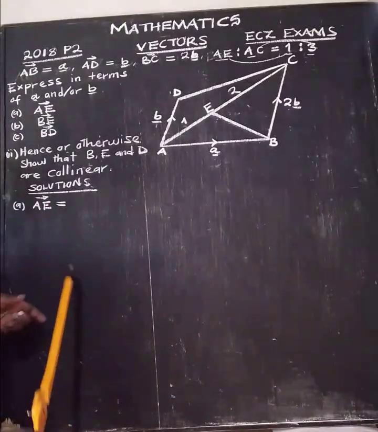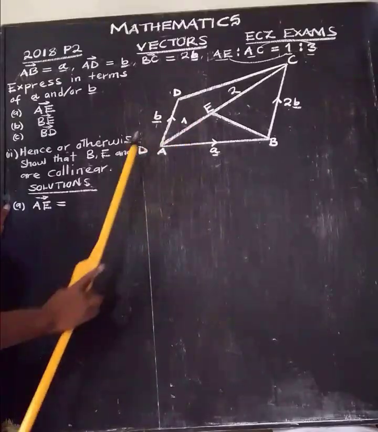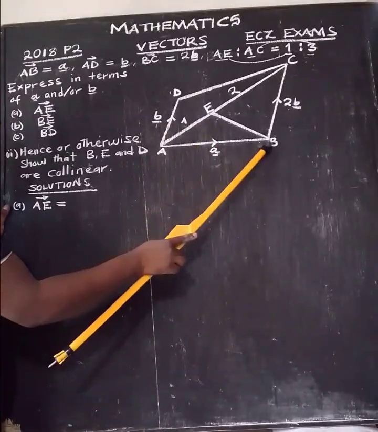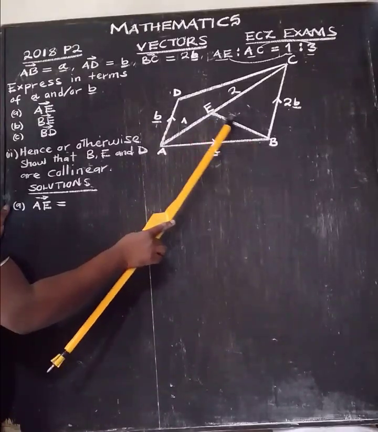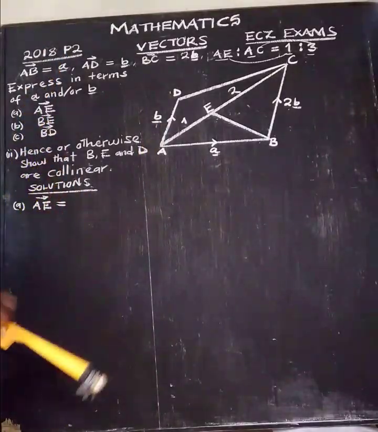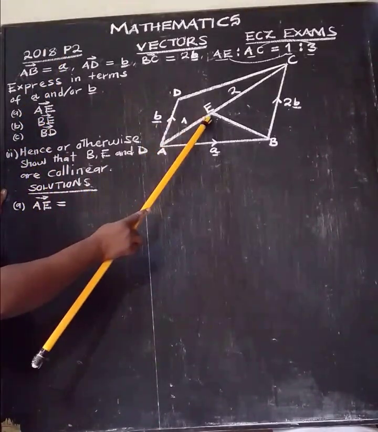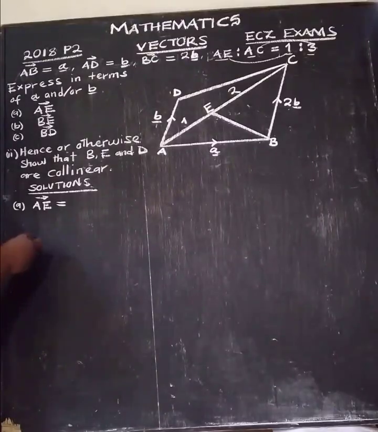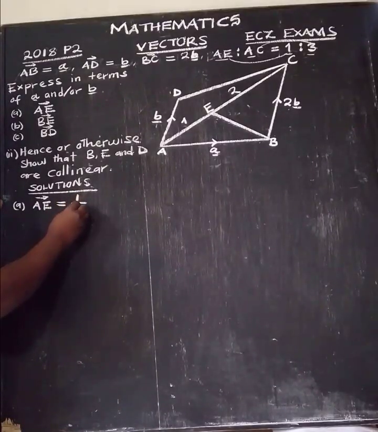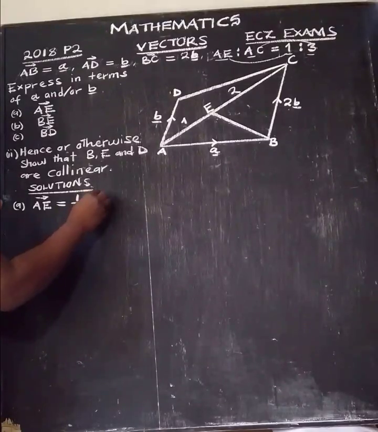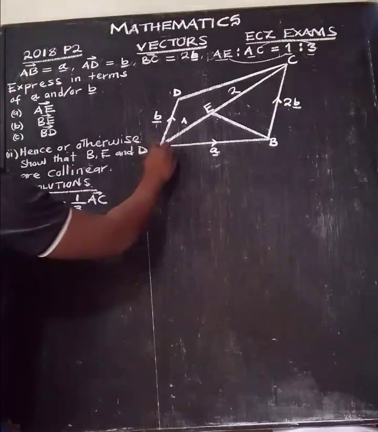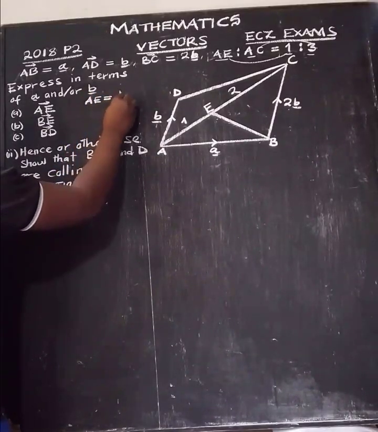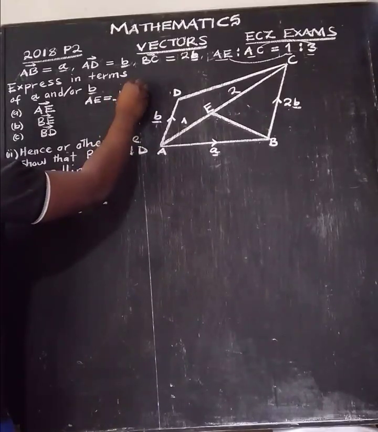Now, how can we move from A to E? So AE, we can say AB plus BE. But the problem is we don't have BE. So it's going to become difficult for us to find this one. So the best way we can find AE is by saying, since we know that AE it's 1 as a ratio, so AE it's 1 over 3 of AC.